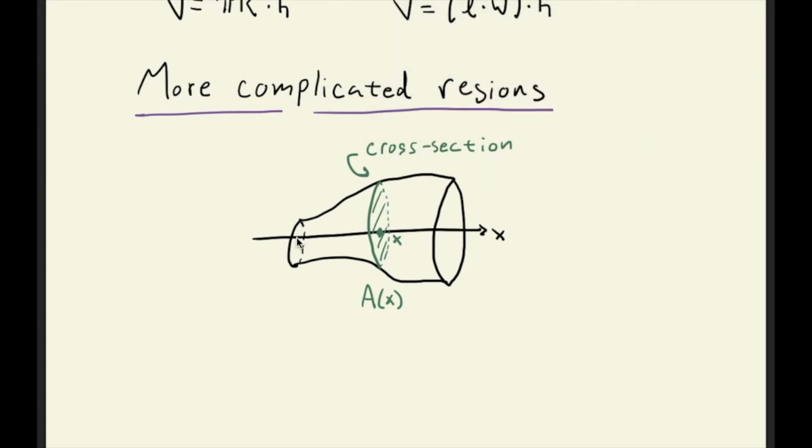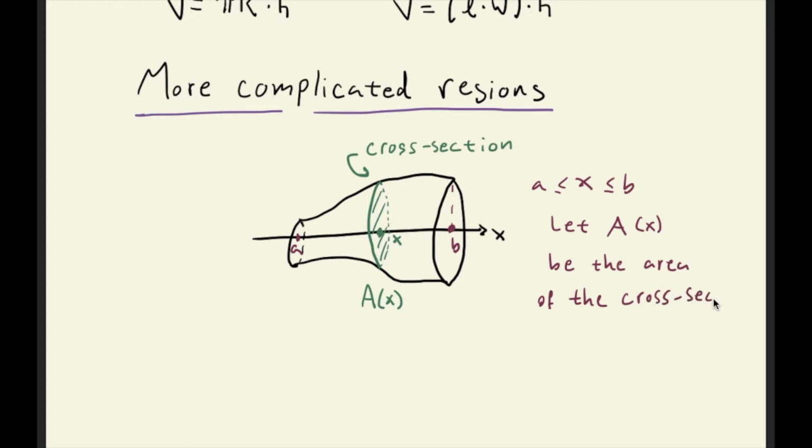So what we're going to do, let me call the smallest value of x a and the biggest value of x b, right? So for x ranging from a to b, we let A(x) be the area of the cross section at x.